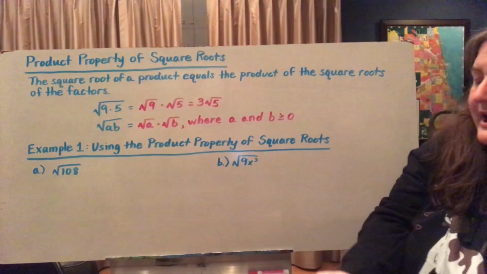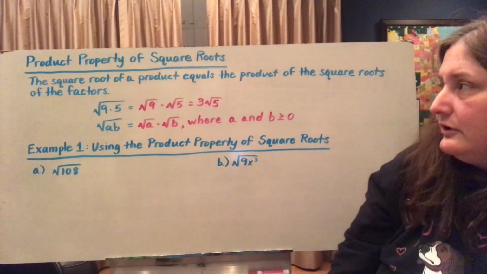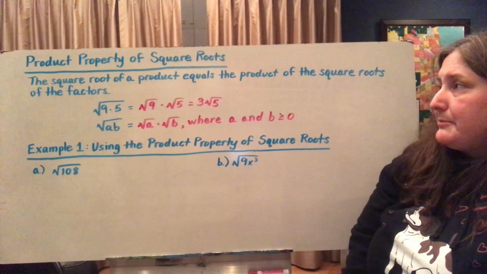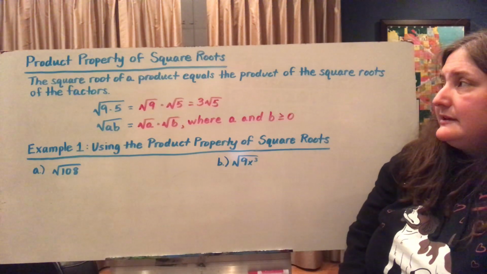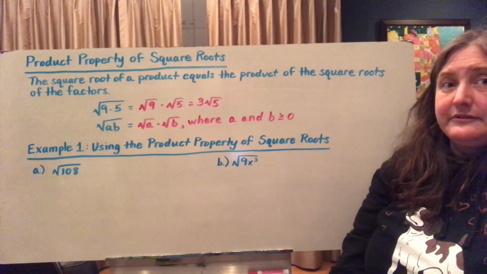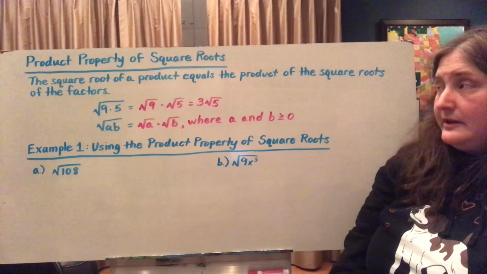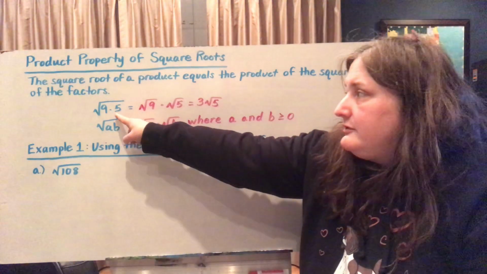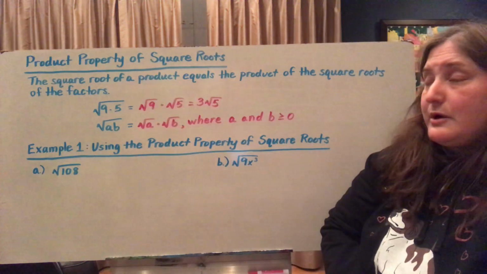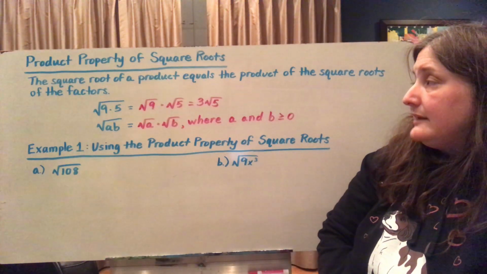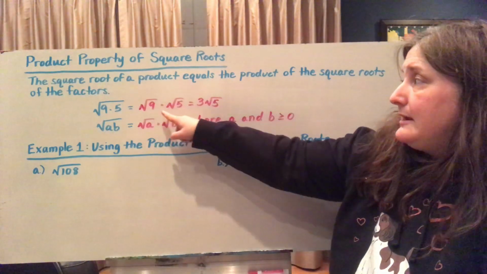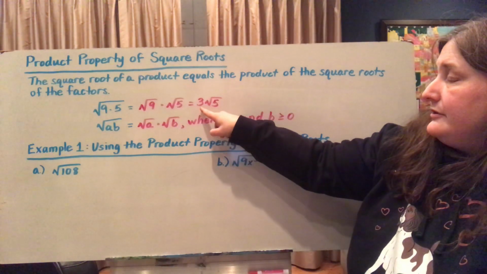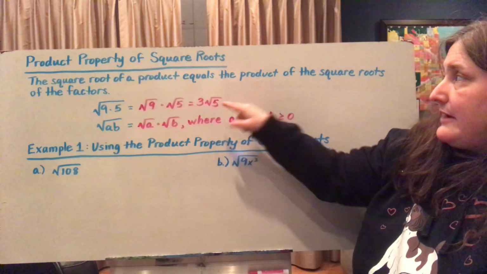So let's see how we get a radical expression in simplest form. The first thing we're going to look at is the product property of square roots. This basically says that if we're trying to find the square root of a larger number, so say we're trying to find the square root of 45, we can break that into 9 times 5. So it's the square root of 9 times 5. That's equal to the square root of 9 times the square root of 5. Since the square root of 9 is a perfect square, this can become 3 times square root 5.